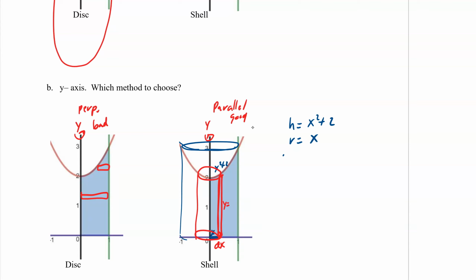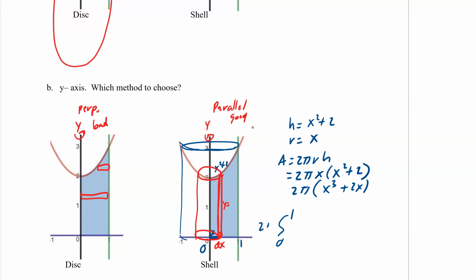We end up with an area of 2 pi r h because we are using shells. So 2 pi times x squared plus 2. So this is 2 pi and then x cubed plus 2x. And then again, we do the same thing. That's 0 to 1, 2 pi, and then x cubed plus 2x dx.